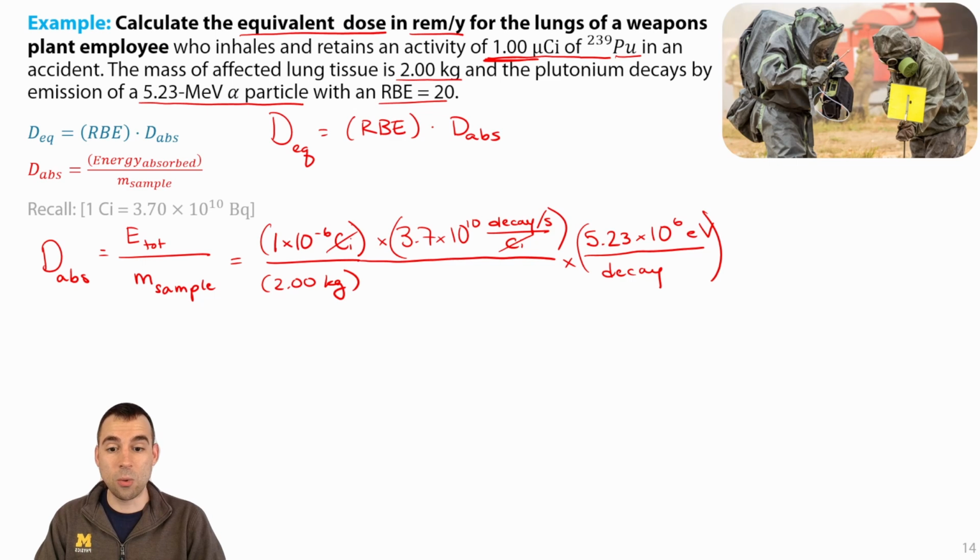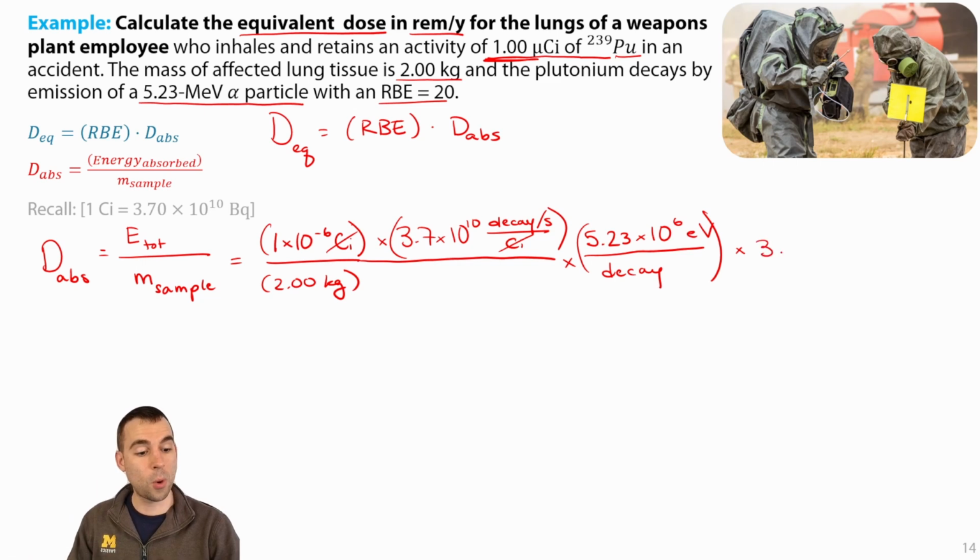And then finally, we are also going to expose this person to this radiation for basically a year. That's going to be our time interval. So that's 1 year, or if we change that to seconds, that's 3.15 times 10 to the 7 seconds in every year. So that'll be our time interval. And let's see what we get for our dose absorbed.